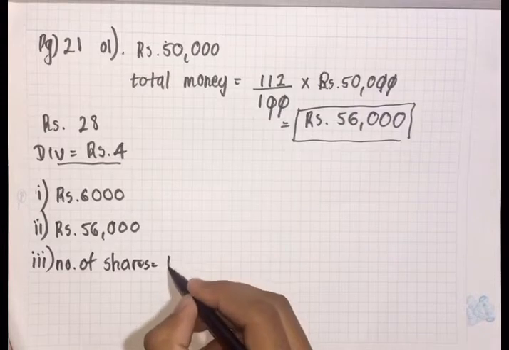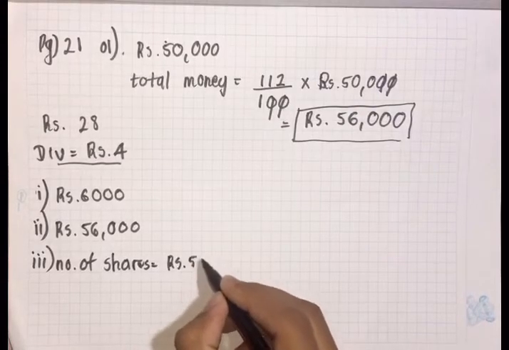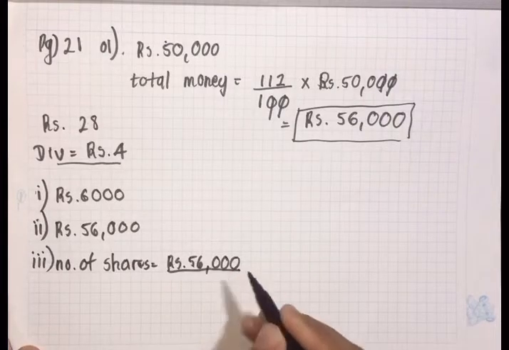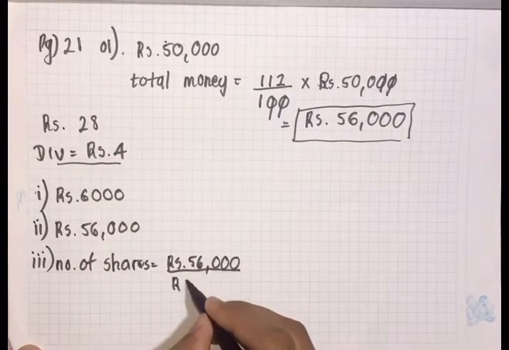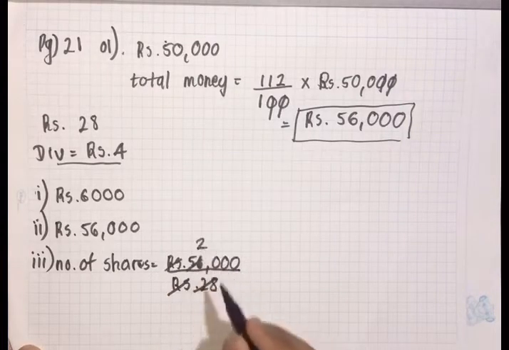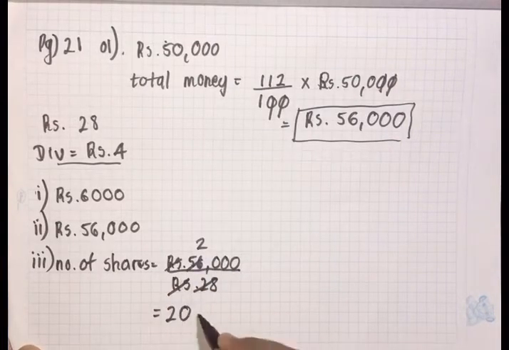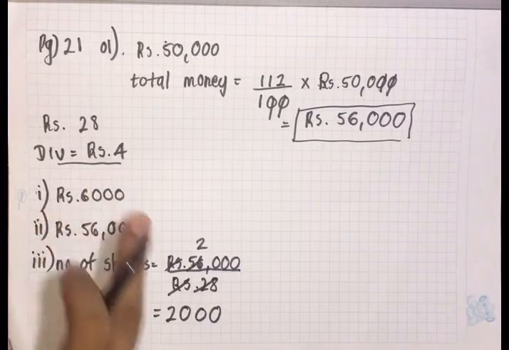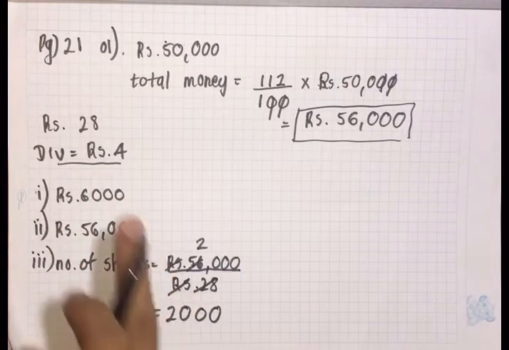So, you know the total money, that is equal to 56,000. So, you have to divide the total money by the value of one share. That is equal to 28. So this will cancel off. Here you have 2. So altogether she is buying 2,000 shares. From one share she is getting a dividend of 4 rupees. Therefore to find the total amount you have to multiply this.